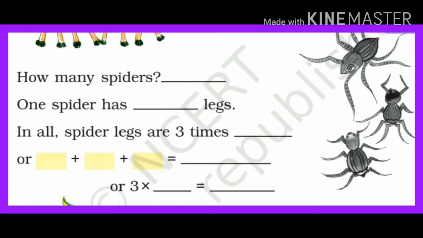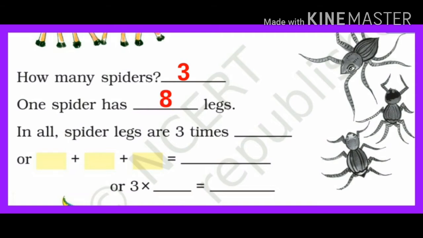Now see this picture of spiders. How many spiders are there? There are 3 spiders. One spider has dash legs. Count the number of legs in a spider. We will find that one spider has 8 legs.